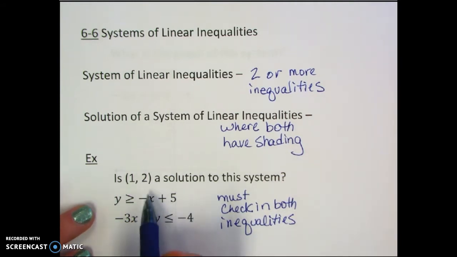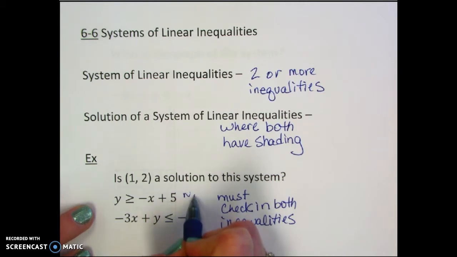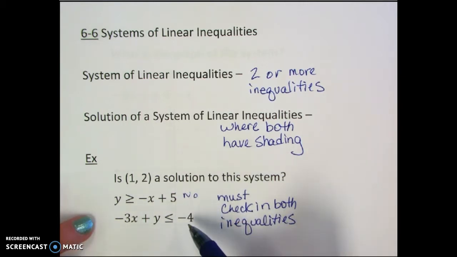All right, so if we put a 1 in here, -1 plus 5 is 4. 2 is greater than or equal to 4. This does not work. So we probably wouldn't even need to check the other point, because it's not going to work in the first one.